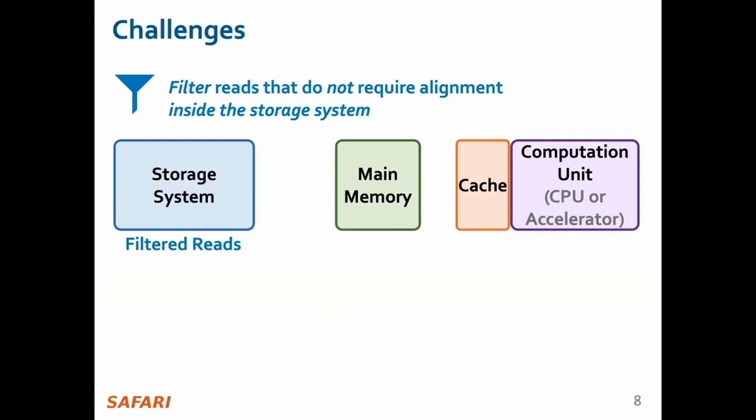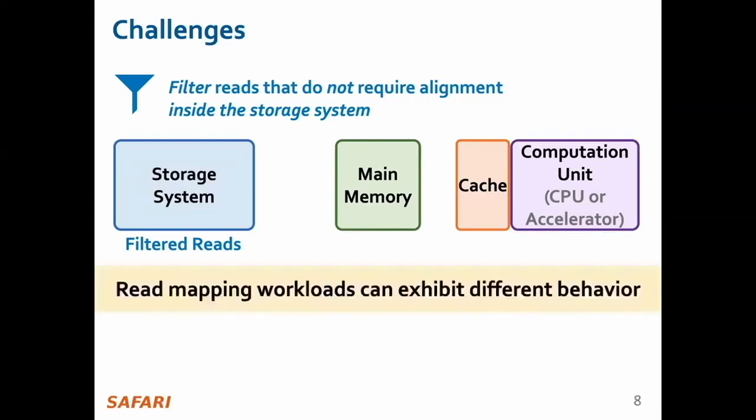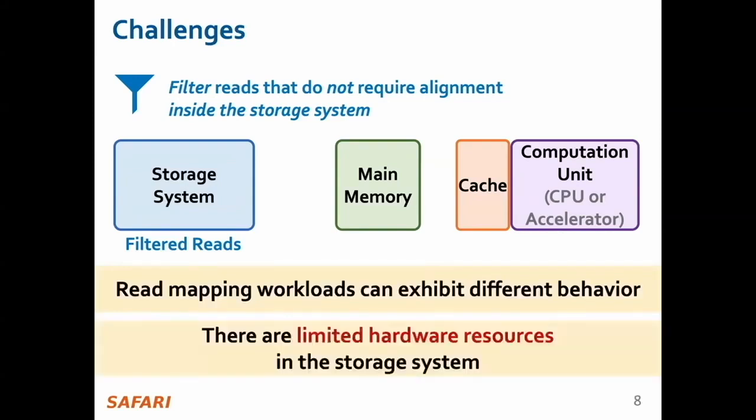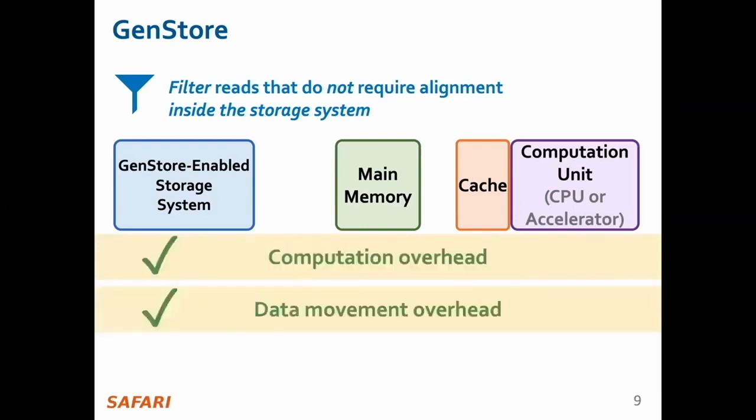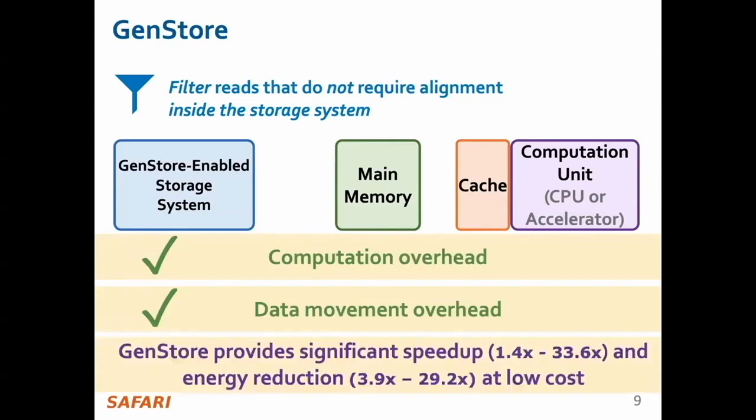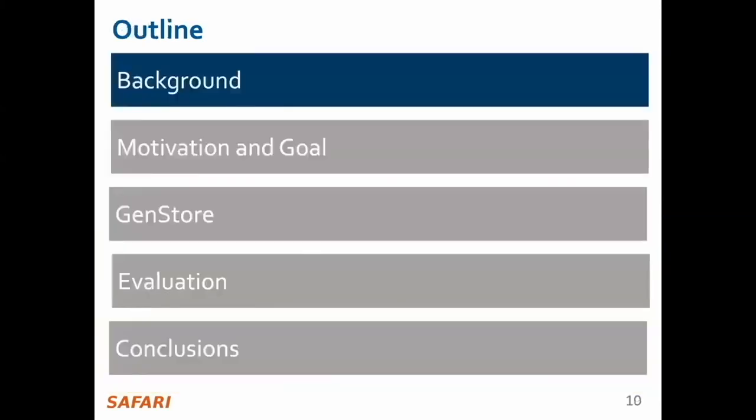However, filtering the reads in a modern SSD can be challenging because read mapping can exhibit different behavior across different read mapping workloads and different input data sets, and there are limited hardware resources available in the SSD. So by addressing these challenges, we propose GenStore, which is the first in-storage processing system for genome sequence analysis, to reduce both the computation overhead of read mapping and address the data movement overhead from storage. GenStore provides high performance and energy benefits compared to state-of-the-art hardware and software baselines at low area cost. So this was a summary of my talk.